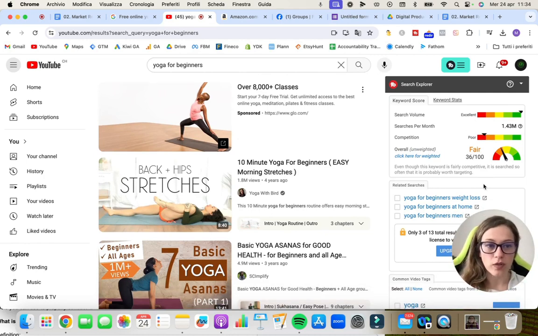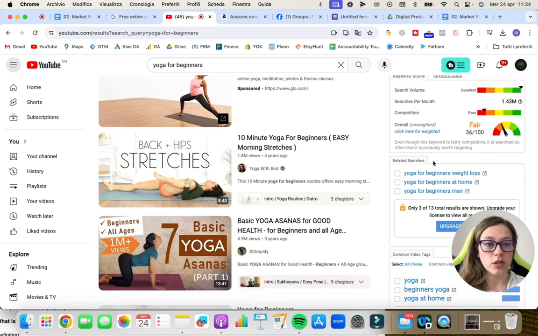You have a lot of search volume, but the competition is poor. It means that you can create tons and tons of content related to yoga for beginners. You can also check the related searches, like yoga for beginners weight loss. And again, here, the longer the keywords, the more you niche down, because here, for example, you have yoga for beginners weight loss, yoga for beginners at home, yoga for beginners men, okay? And it helps you understand what your ideal niche is here.